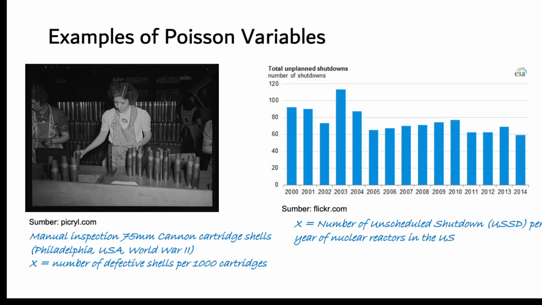For example, the image on the left shows an inspection of cannonballs at an ammunition factory in America during World War II. The Poisson variable is the number of defective cartridges per a certain production quantity, say every 100 cartridges. The histogram on the right represents the Poisson variable as the number of unscheduled downtime events per year of nuclear reactors in the United States.